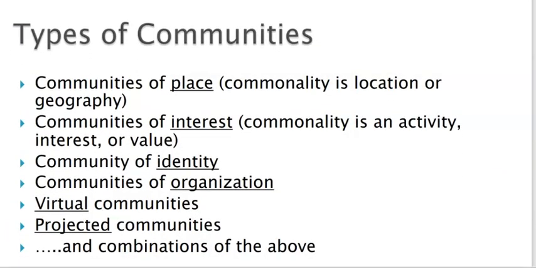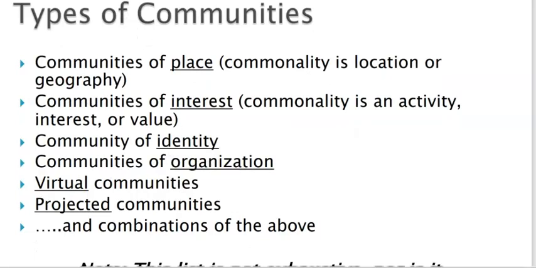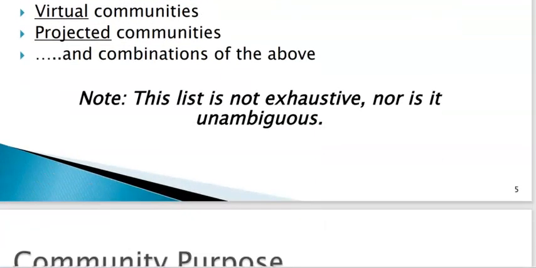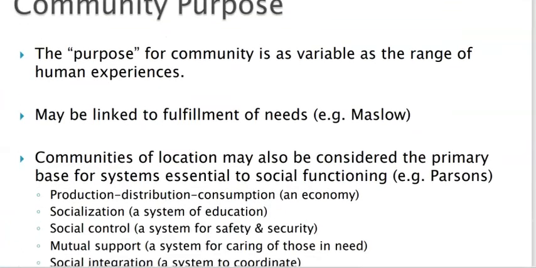Types of communities. So we can have community based on place, community based on interests, community of identity, communities of organization. We can have virtual communities and projected communities and combinations of the above. This is not an exhaustive list.